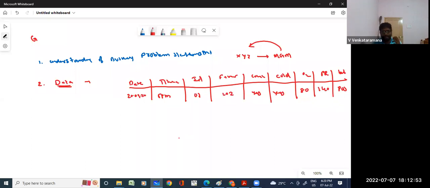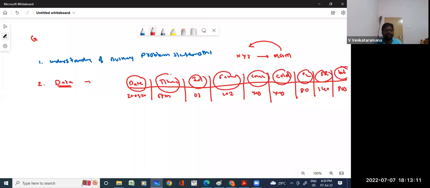You have to collect the data, and you have to observe all the features. What features are there in the data? That's called feature engineering: identification of the features, all those things. So that's called feature engineering. You have to work on it.